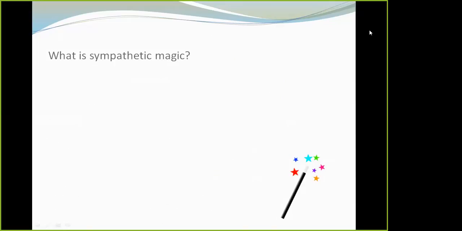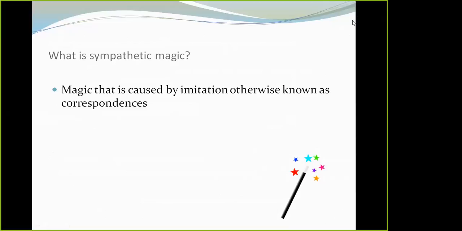Okay, I'm back. So, sympathetic magic. There are different types of magic, and I'm not going to go into all the different types, but what I'm going to teach you today is something called sympathetic magic. Sympathetic magic is magic that's caused by imitation. The little things that imitate what you want are known as correspondences. I'll go into a little bit more about this later.